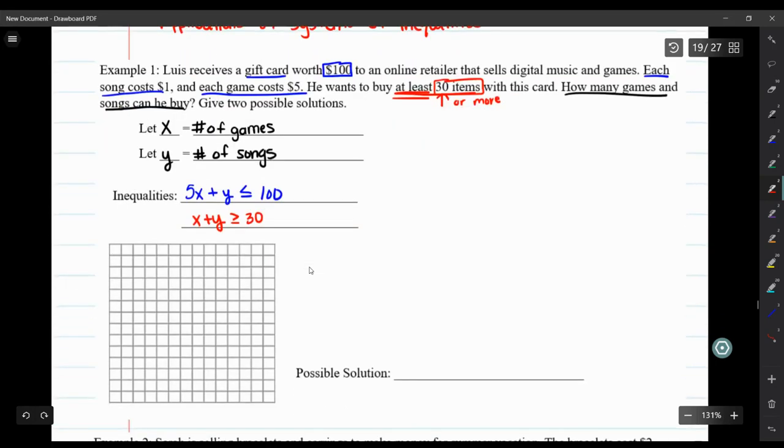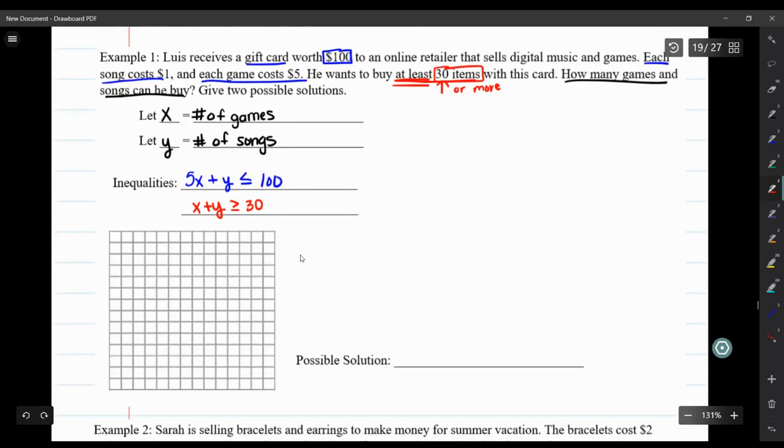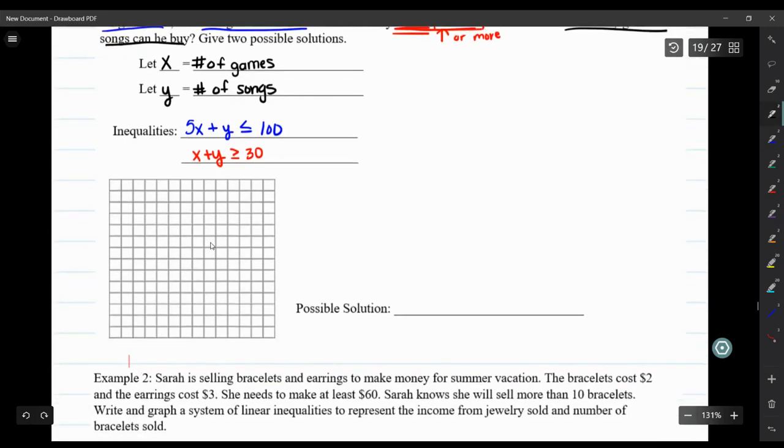Now that we have our inequalities written, we need to graph them on a grid. So first, before we do anything, let's label our axes. So the x-axis is here. x equals the number of games. So on the x-axis will be number of games. And then on the y-axis, we will have number of songs. There we go. Now we can start to graph.